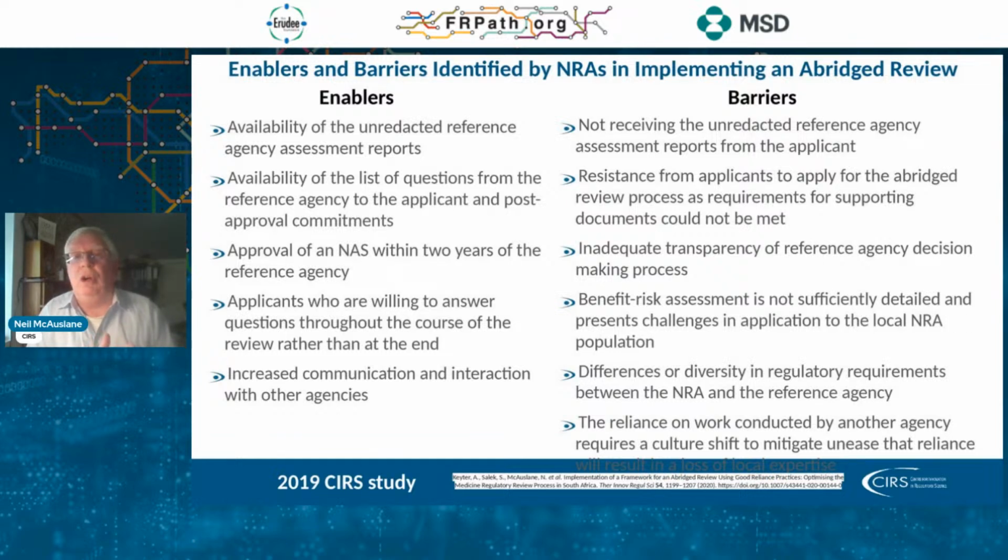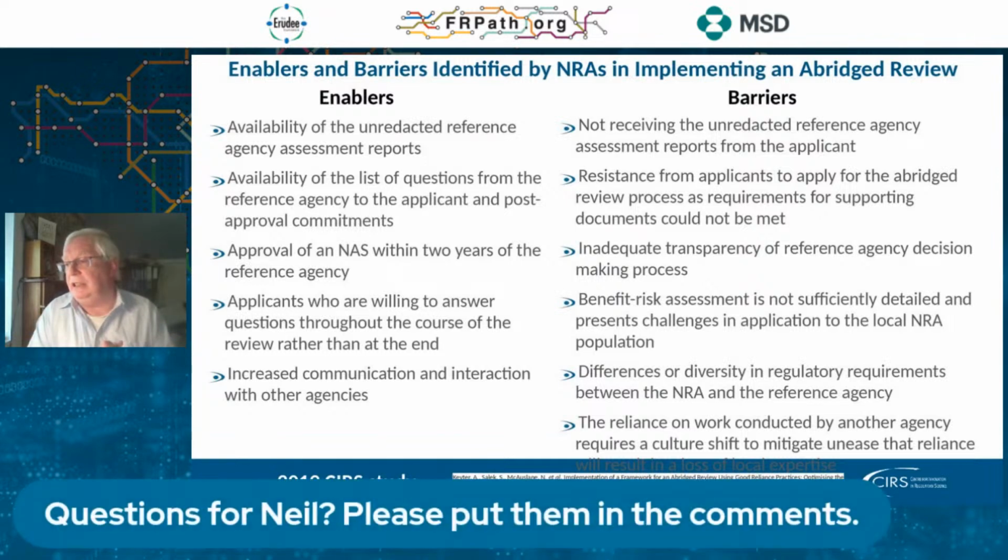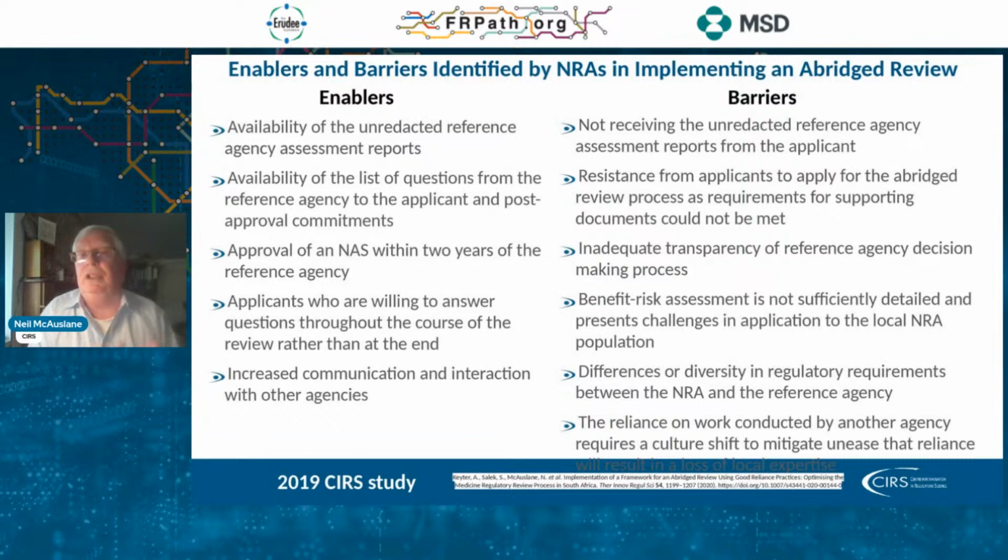The barriers, of course, are not receiving an unredacted reference agency assessment report from the applicant, and resistance from applicants to actually apply for the abridged review process because they can't meet the requirements for the supporting documents. But then, of course, there's the need for transparency in the reference agency's decision-making processes. I think more agencies are getting there, but as more agencies become reference agencies, it's going to be important in terms of understanding. Also, if the benefit-risk assessment is not detailed enough, particularly when you're doing that risk-based approach for your own local population. Of course, differences in regulatory requirements and the reliance on the work conducted by other agencies still need this mindset shift within agencies.